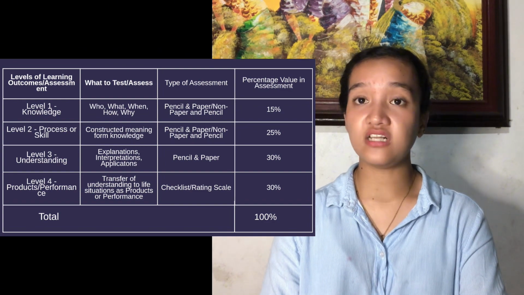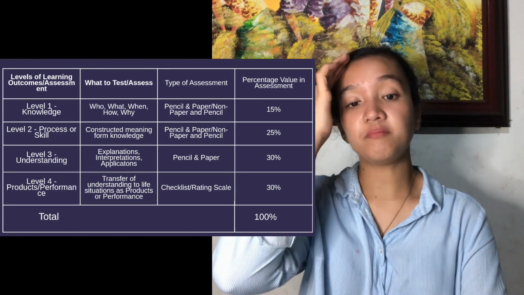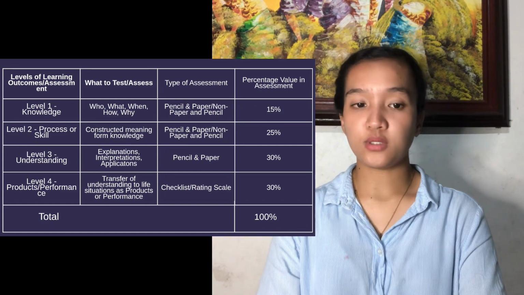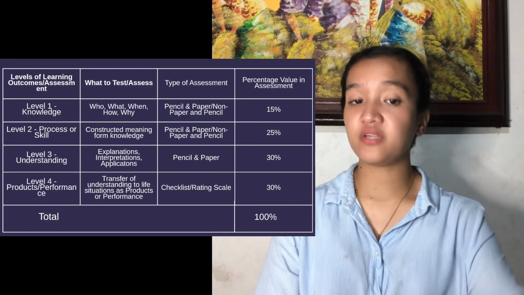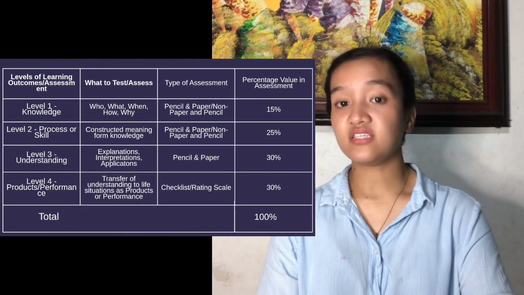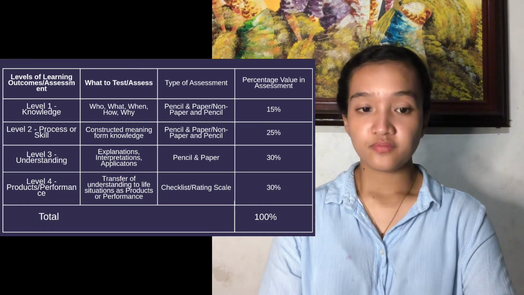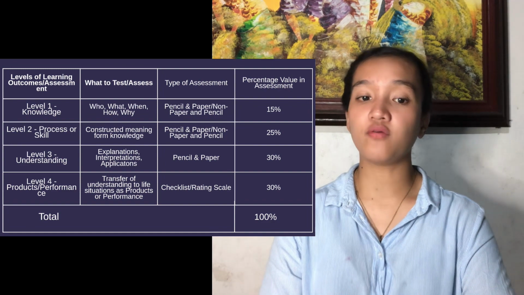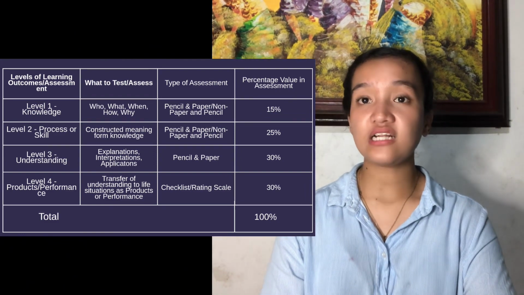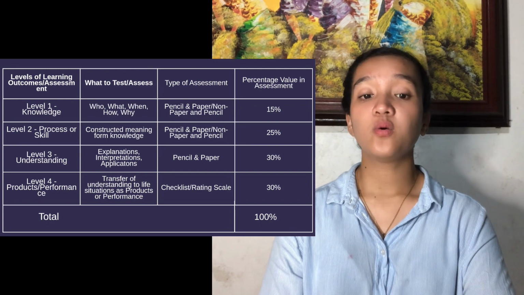While process or skill, which is level 2, is constructed meaning from knowledge. The assessment is pencil and paper or non-paper and pencil, and it is 25%. In level 3, understanding, explanations, interpretations, applications, the type of assessment is pencil and paper, and it is 30%. And the last one is level 4, which is products or performance, the transfer of understanding to life situations as products or performance. The type of assessment is checklist and rating scale. So it is 30%, a total of 100%.